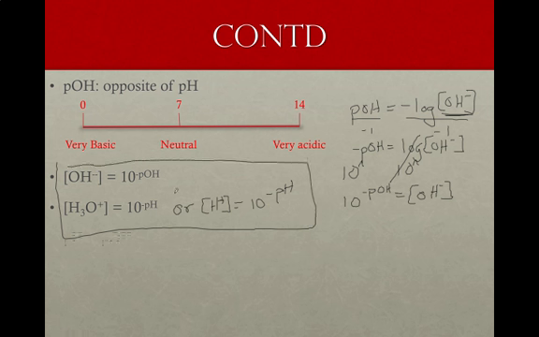The last thing that we need to know is that pH plus pOH equals 14. So if I had something that on the pOH scale was a 3, on the pH scale, that means the pH will equal 11.